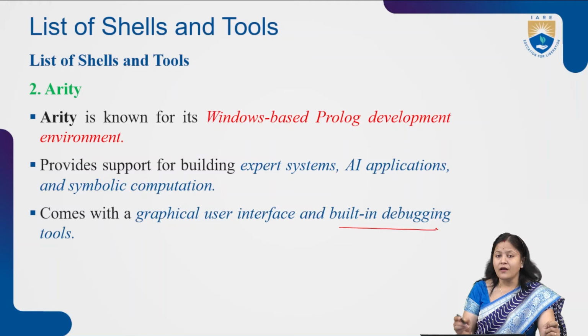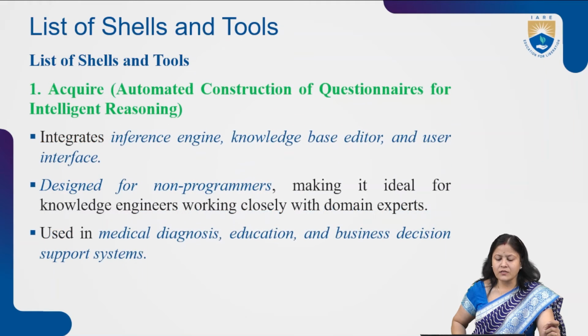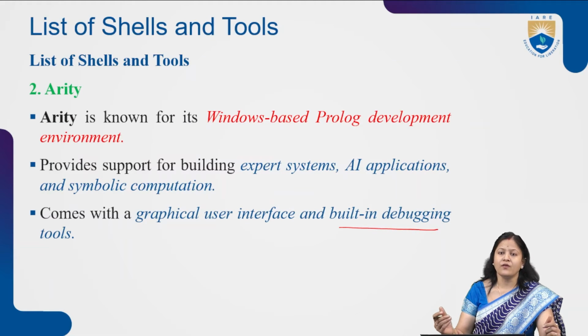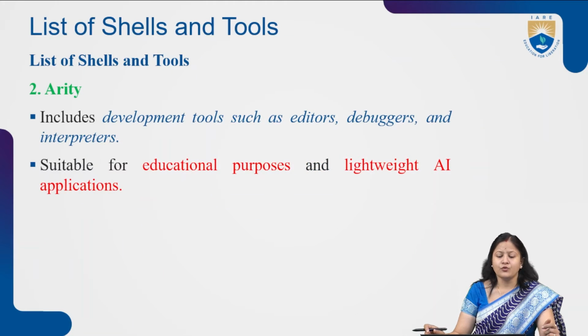Now you can see here the first one is AQUARE, a knowledge acquisition tool which is used to acquire the knowledge. Whereas ARIT has a built-in debugging tool. It cannot acquire the knowledge. It can debug the error. It can find the error after running the code. It has a graphical user interface so that the user can interact with the expert system. It includes development tools like editors, debuggers, and interpreters. It is suitable for educational purposes and lightweight AI applications also.